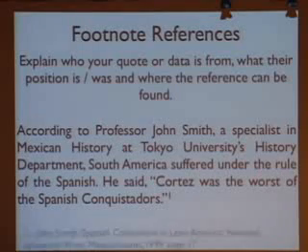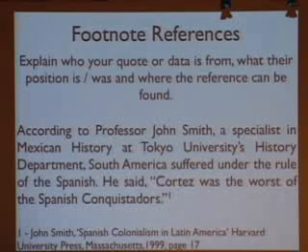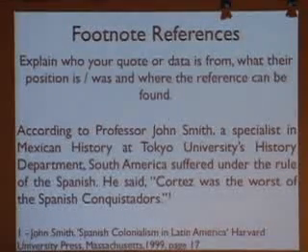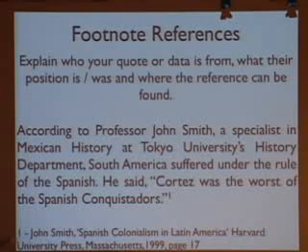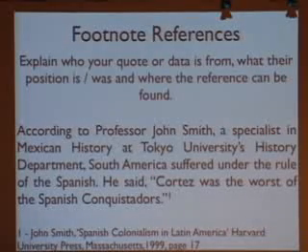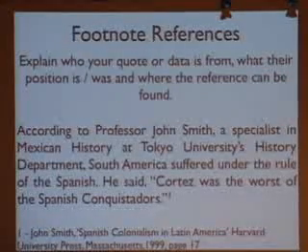And the footnote would look something like this. 1, John Smith. Name. Then 1 little comma, Spanish Colonialism in Latin America. Harvard University Press, published in Massachusetts, 1999, and this quote comes from page 17.